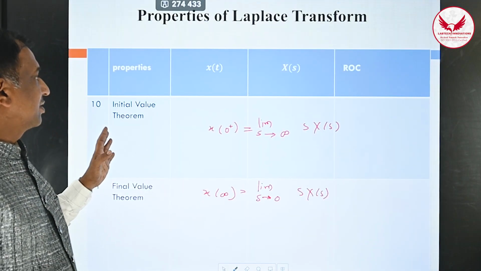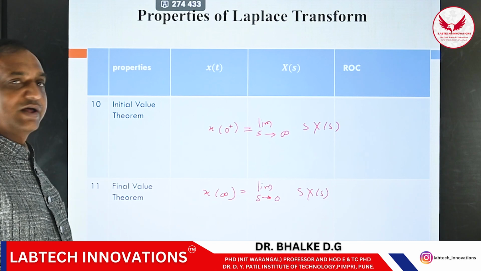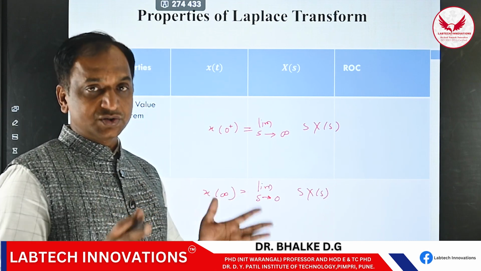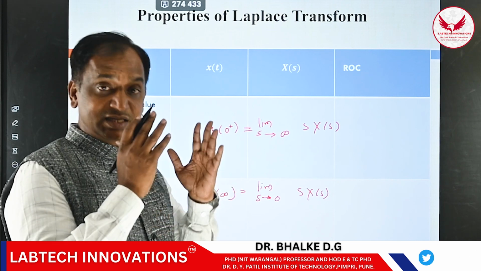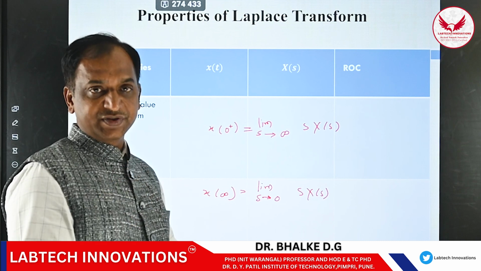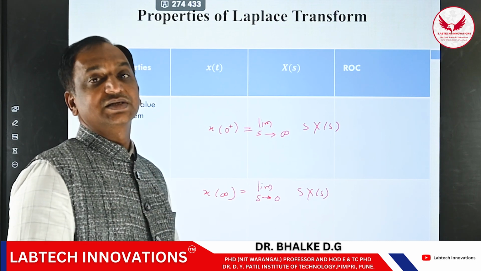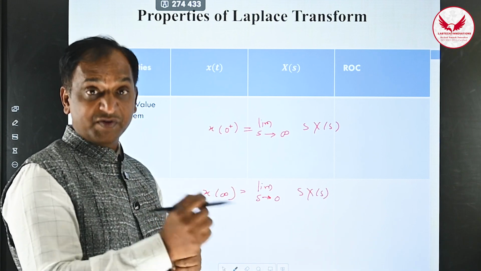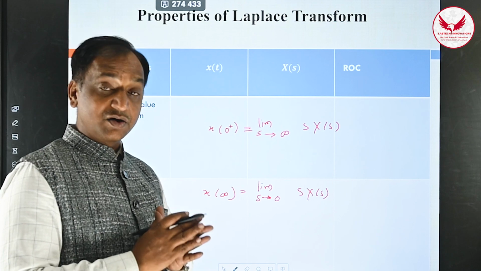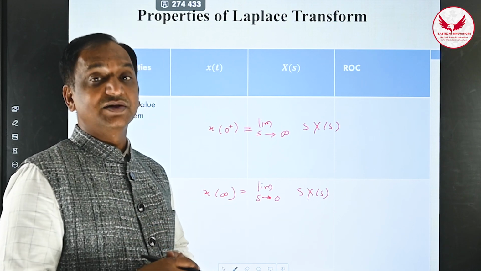Again, two more very important properties in the Laplace transform are the initial value and the final value theorem. Basically, the initial value and the final value theorems are used to find the initial value or the final value of the signal, that is, at time t equal to 0 or at time t equal to infinity. When you want to find the value of the signal just after time t equal to 0, you can use the initial value theorem, and if you want to find the value of the signal at time t equal to infinity, that is called the final value theorem.